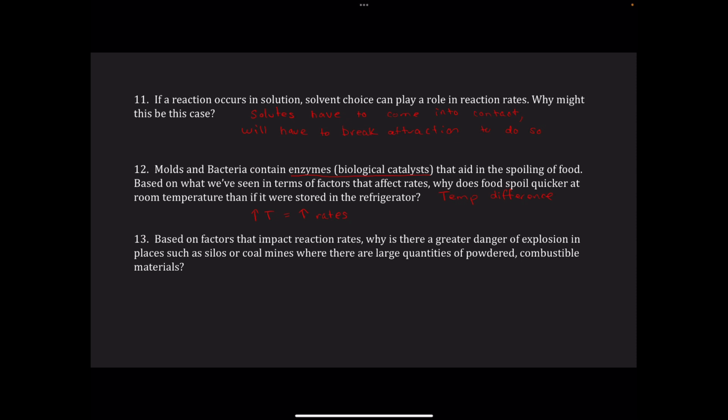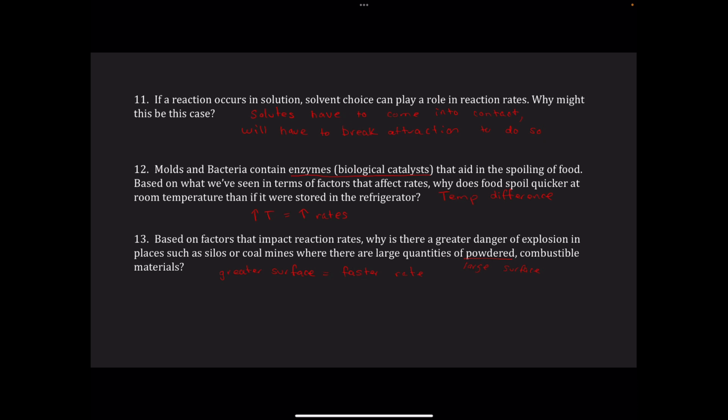And then finally, based on factors that impact reaction rates, we're asked, why is there a greater danger of explosion in places such as silos or coal mines, where there are larger quantities of powdered combustible materials? So we already talked about in a previous scenario about powdered substances. Powder is going to have large surface area. And greater surface area gives us more points of contact so our particles can collide. It's going to give us the faster rate.